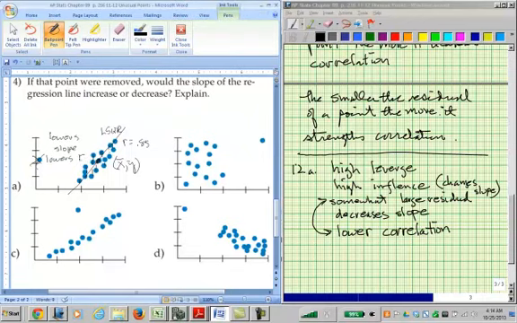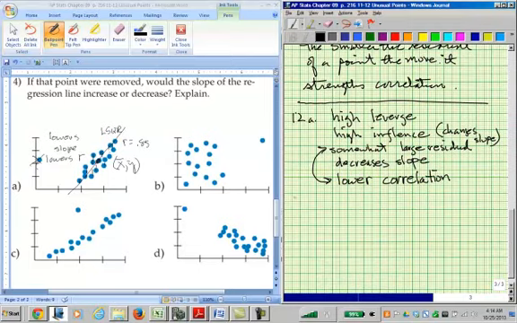Okay. So here you have a situation in which a point can have a fairly large residual. It has high leverage. It has high influence. It decreases the slope and it lowers correlation. It does all of these at the same time. All right. Let's talk about B.